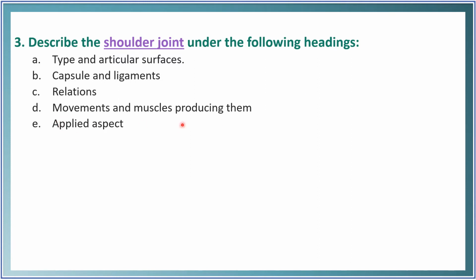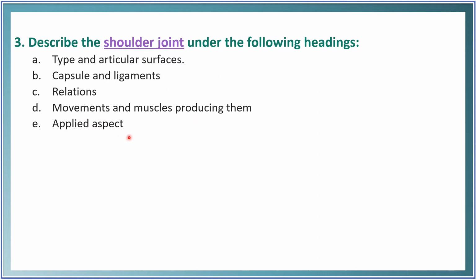Next is movements and muscles producing them, right? Sometimes it could be written as just movements. Now, when it is a long question, then you must mention the muscles which are responsible for those movements in your answer, because usually you'll find that this part is of 2 or 3 marks. So you just cannot write abduction, adduction and finish it at that, right? So muscles which are responsible for producing movements, that has to be written in case this is a long question.